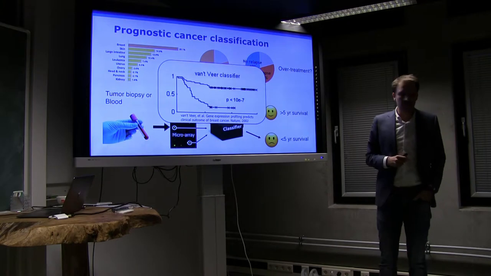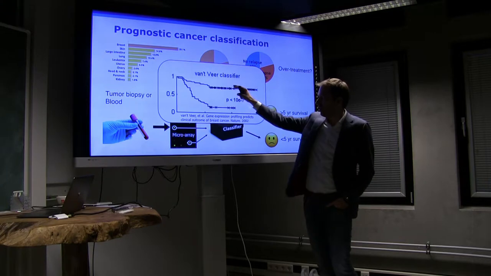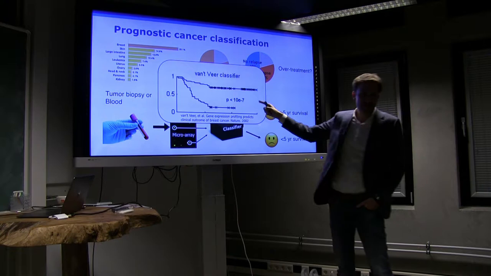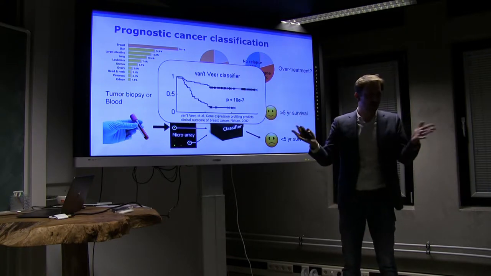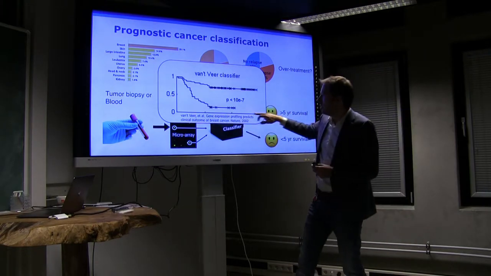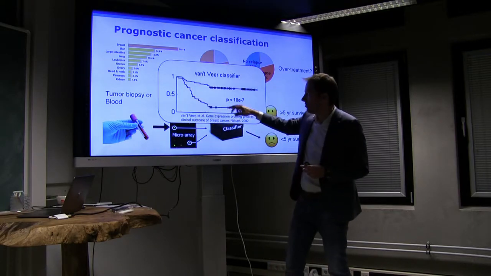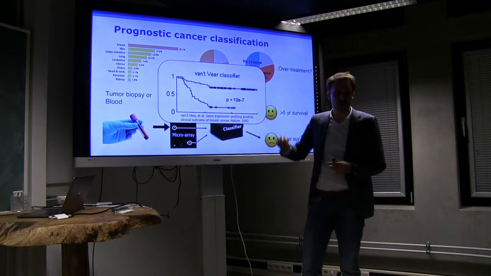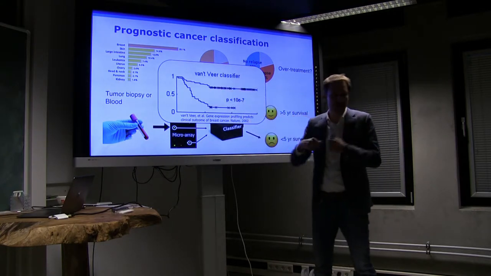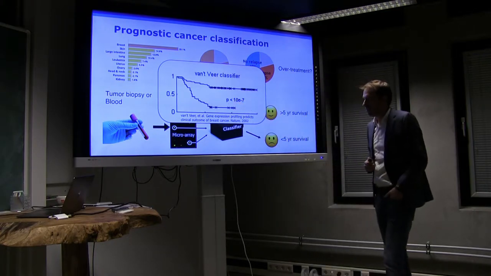And they were successful. Laura van 't Veer in 2002 published in Nature this paper where they had a classifier that could show this effect. This is called a Kaplan-Meier curve. It's in biology the typical way of revealing classifier performance. So this is the time, and this is the percentage that's still alive. And then you see that there's a really big difference between the two groups, right? And you can do some statistics on the difference. The difference, by and large, is called the hazard ratio, and this is a very significant hazard ratio. So they were really happy.